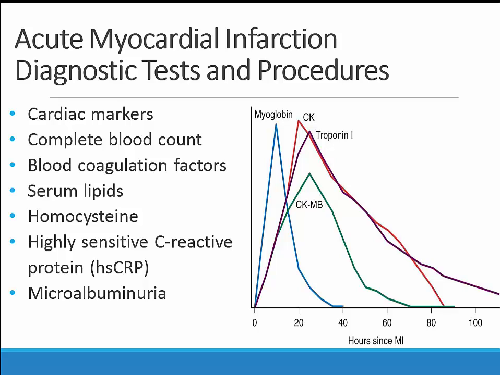Serum lipids. Assesses risk for developing coronary artery disease. Homocysteine. Elevated levels may increase risk of cardiovascular disease. Highly sensitive C-reactive protein. This detects inflammatory process such as that associated with development of atherothrombosis. Microalbuminuria. Small amount has been a marker for endothelial dysfunction.